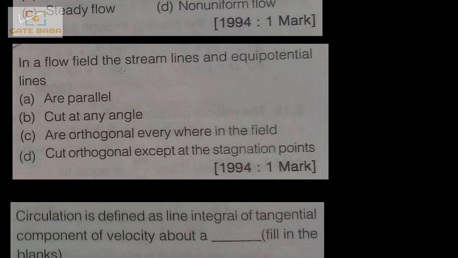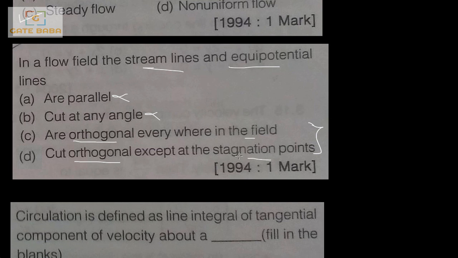In a flow field, the streamlines and equipotential lines are always orthogonal. Okay, we know that. Check the options. Are parallel, wrong answer. Cut at any angle, wrong answer. Are orthogonal everywhere in the field, and cut orthogonal except at the stagnation points. Okay, we have a dilemma between the two options. What to choose? We know they are definitely orthogonal, equipotential lines and streamlines, but in options C and D both are having orthogonal terms. Are orthogonal and cut orthogonal everywhere in the fluid, and except at the stagnation point.